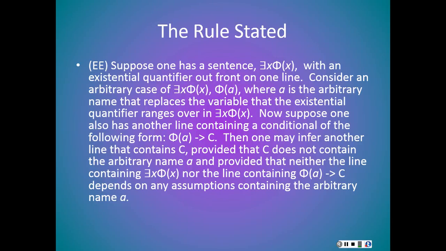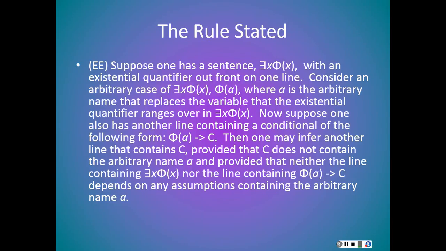Suppose one has a sentence, there exists an x such that phi x. Okay, this string of symbols here, there exists an x such that phi x, is a name for a sentence in the object language. It is a name in the meta language, the language that we're currently working with, namely English supplemented with a few devices, for a sentence in the object language, namely the language of predicate logic. And likewise with the other similar looking strings of symbols that you see here.